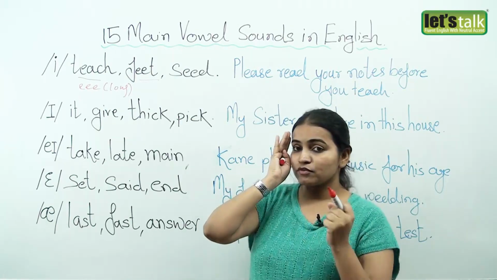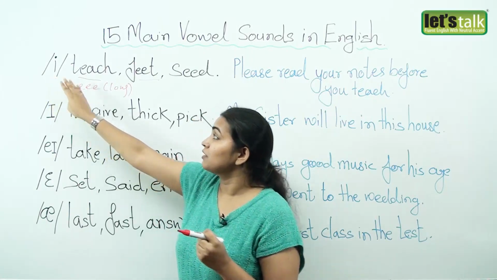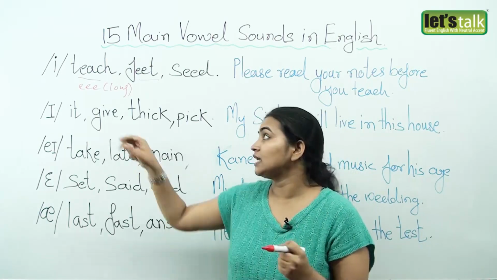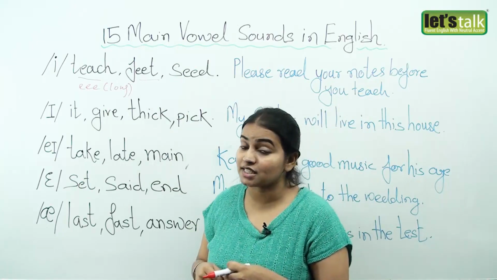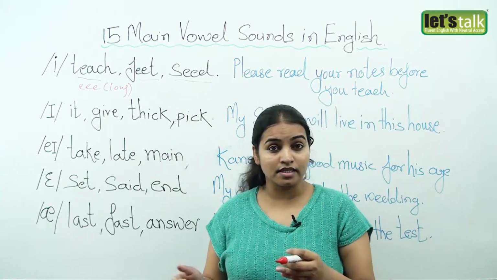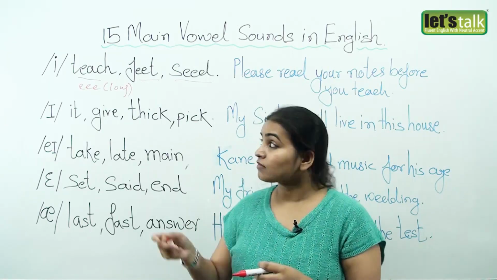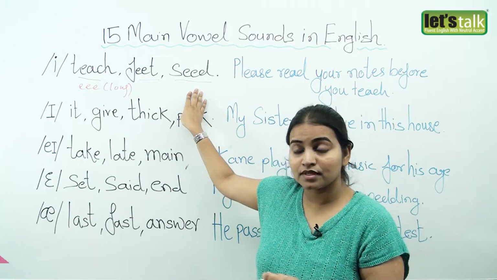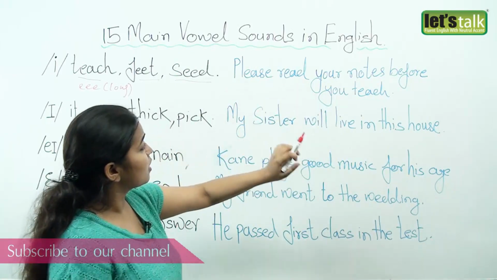Okay? So remember, when you read a dictionary, you look at this symbol, you automatically understand that it is the elongated form of the E. So it is teach. It is feet. Similarly, you have seed, not sid, seed. Teach, feet, and seed. Okay? For example, a sentence.